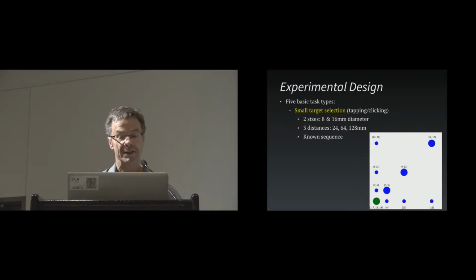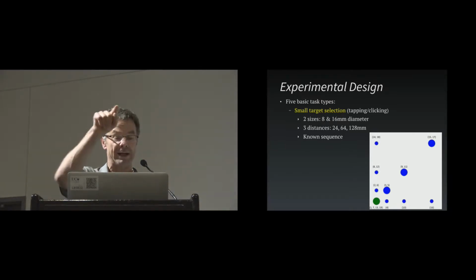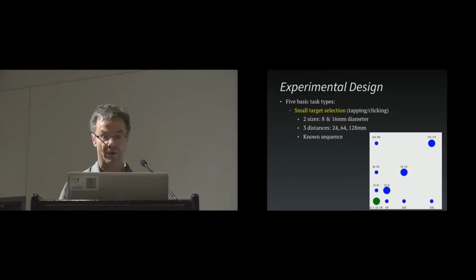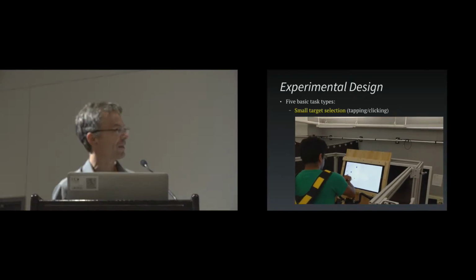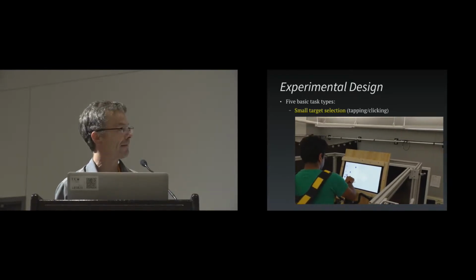As a first comparative study of input during fairly heavy levels of simulated turbulence, we wanted to examine a range of different types of input tasks. So we used five different task types. The first concerned small target selection, tapping or clicking on targets that were 8 and 16 millimeters diameter and separated by three levels of distance. The targets were selected in a known sequence involving moving north and east, then south and north and west and south and so on. Here's a quick video of a user carrying out these tasks. Nothing too exciting happening here.